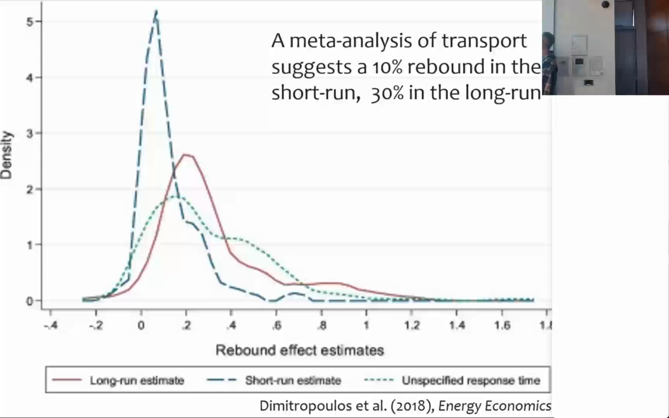In the long run, that actually goes up to 30%. So if fuel efficiency improves by 10%, then energy use will fall by 7% because people drive 3% more, right? That is the rebound effect. So yes, this technological change does not necessarily translate fully into emissions falling.